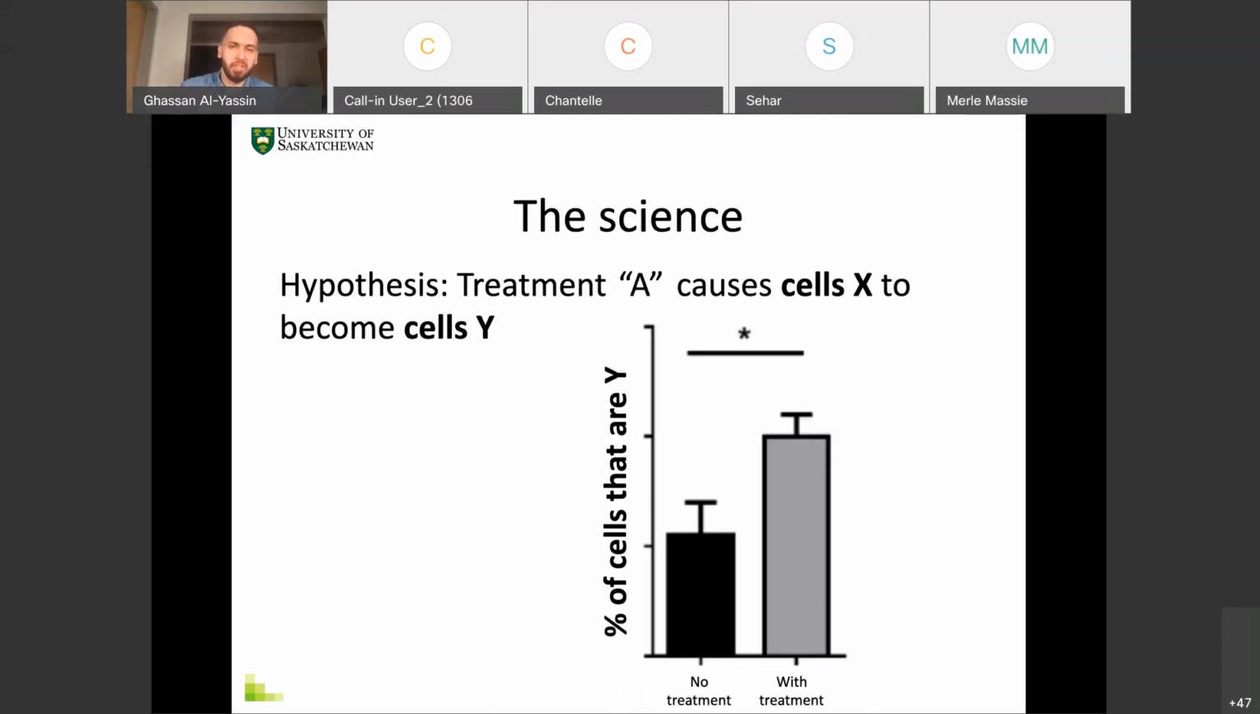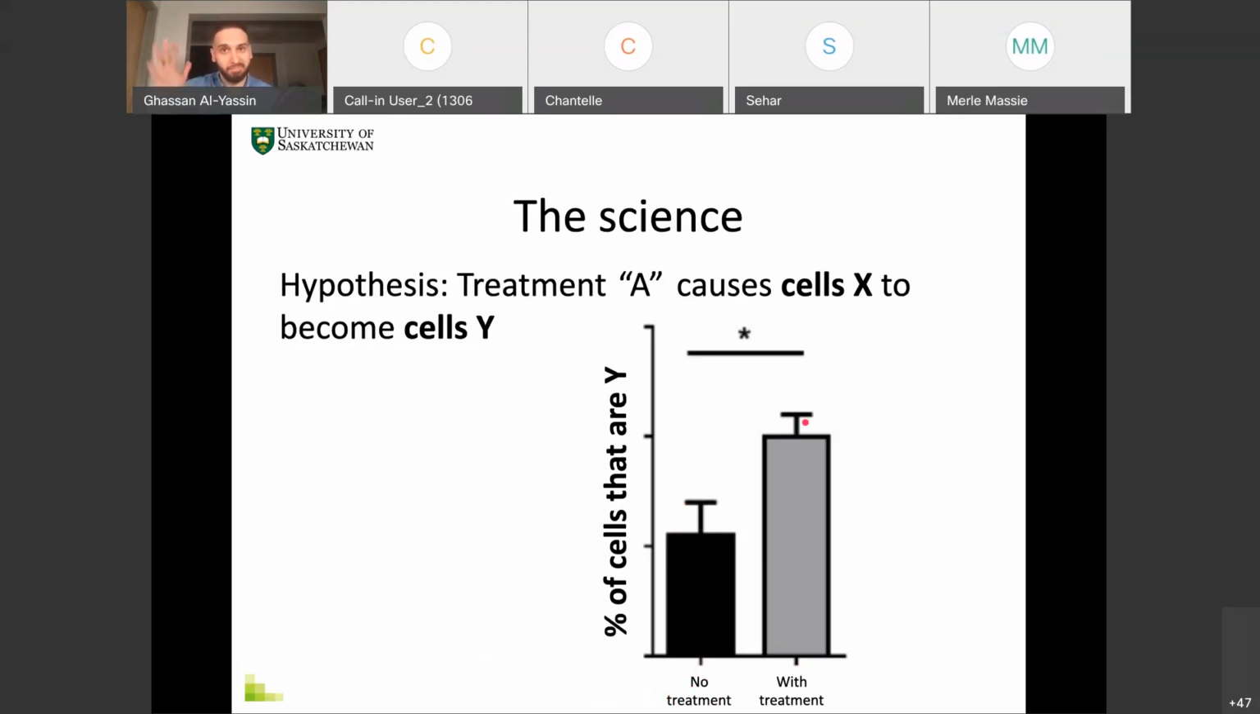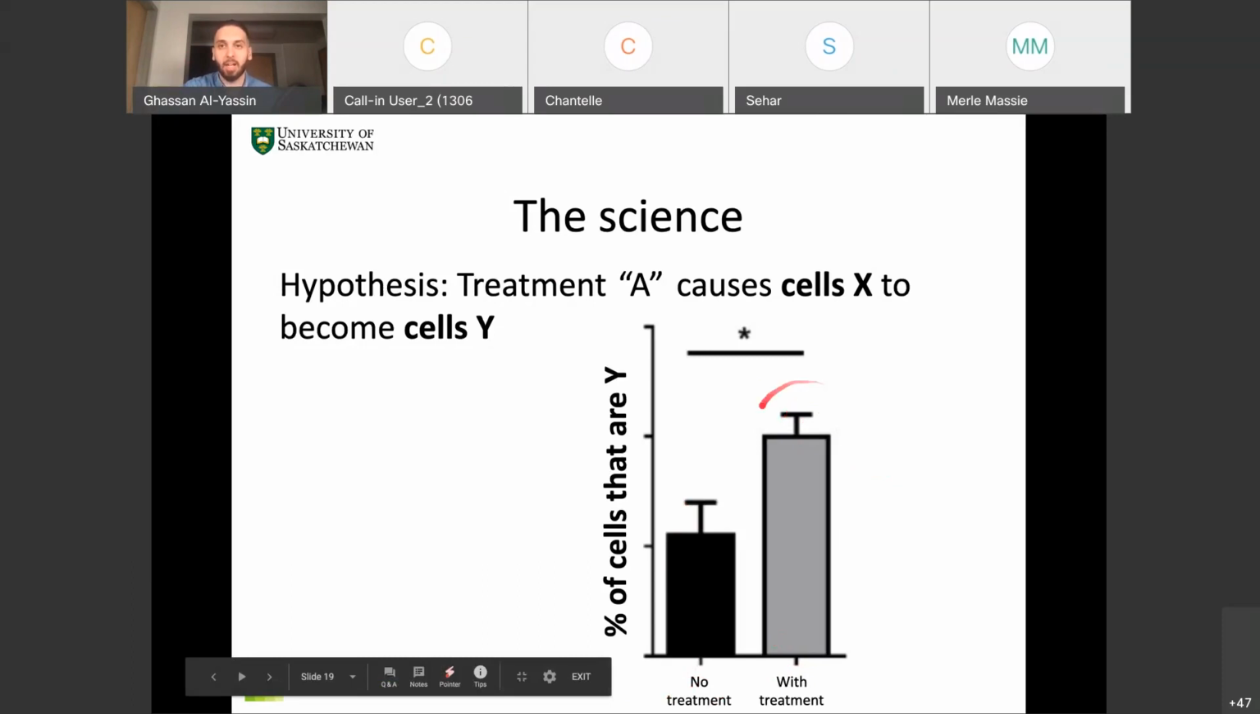So this is a graph from the paper that the authors submitted. Here you can see with no treatment, you don't have many cells that are Y. They are still X. When you give the treatment, more cells become Y. Makes sense. Okay, exactly what the science says. You put the treatment A, you get more cells that are Y. Beautiful.